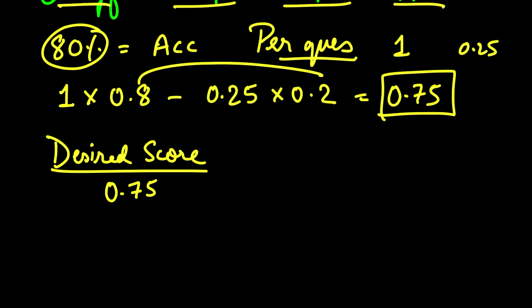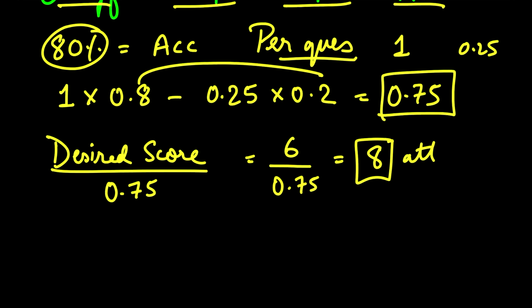For example, let's take a very simple example, suppose your desired score is 6. Okay, so if you are taking an example of 6 over here, then what will happen? My desired score is 6. I divide 6 by 0.75. I get the value as 8. That means the number of attempts should be at least 8.